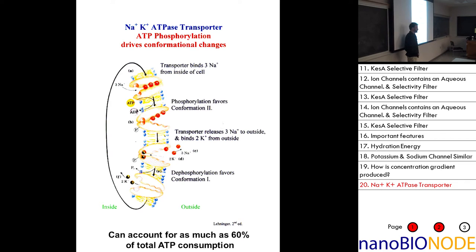And amazingly enough, this process can account for as much as 60% of total ATP consumption. Because, as you can imagine, you have a lot of sodium and a lot of potassiums and a lot of thinking to do. Okay?